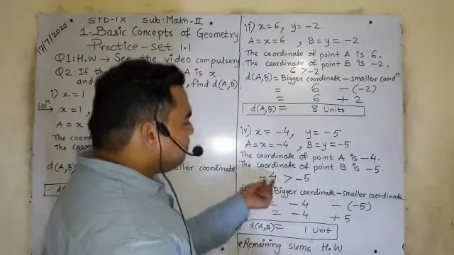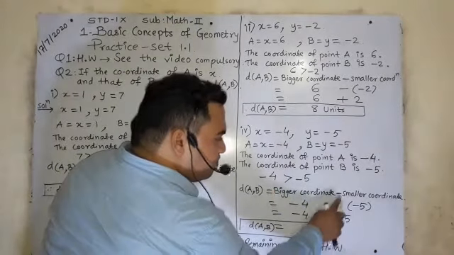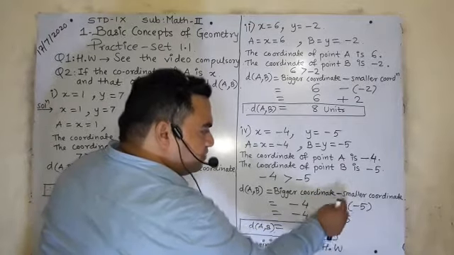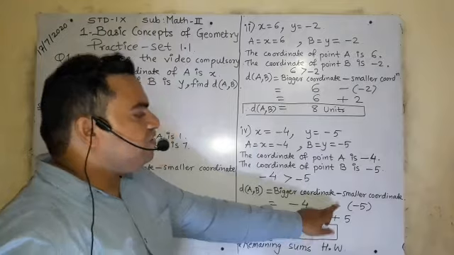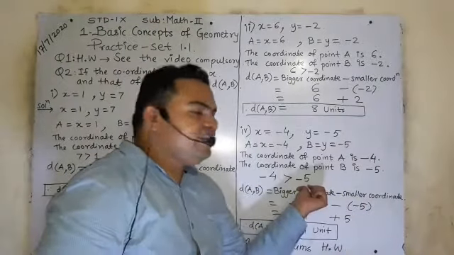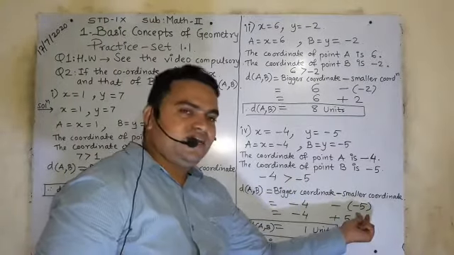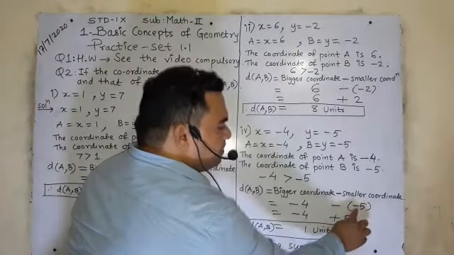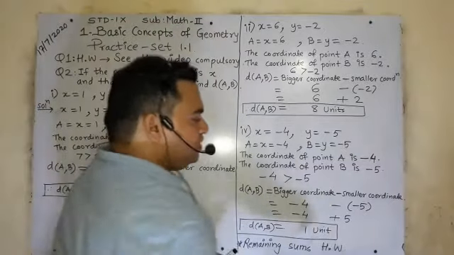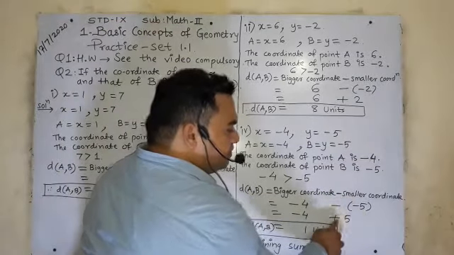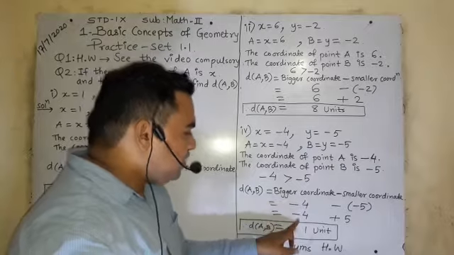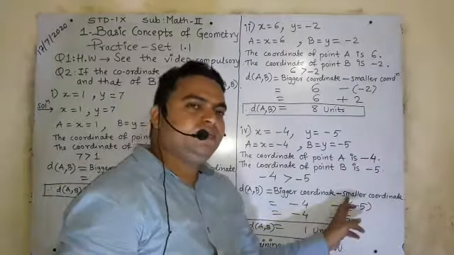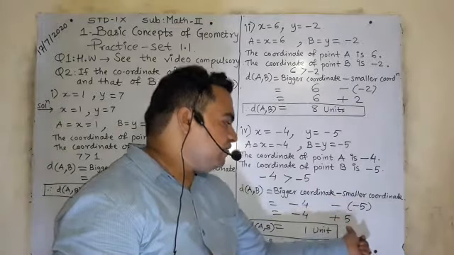Bigger coordinate is what? Minus 4. This minus sign is of the formula, which means subtract the smaller number from the bigger number. But the smaller coordinate is already negative, that is minus 5. So I will write it in bracket. Bracket means multiplication. So minus multiplied by minus will be plus. So minus 4 will come as it is, and minus multiplied by minus will be plus, and 5 will come as it is.